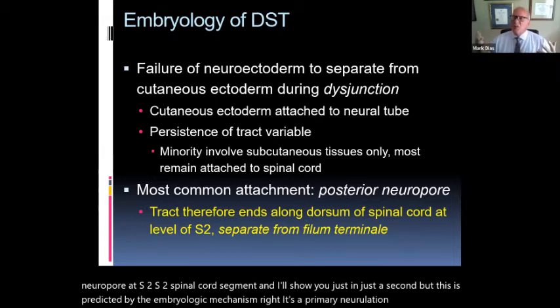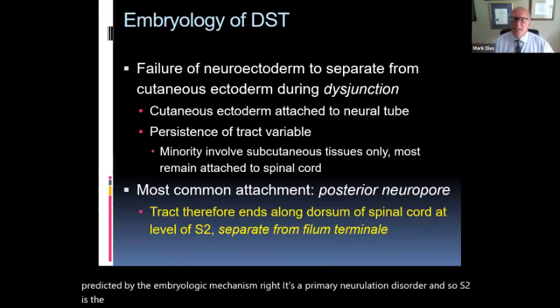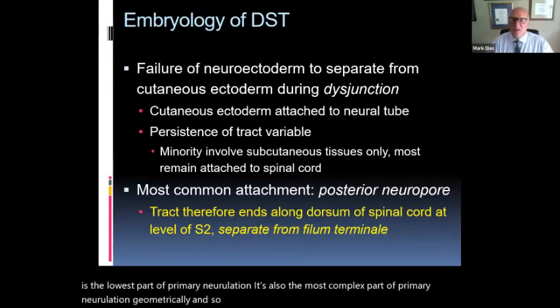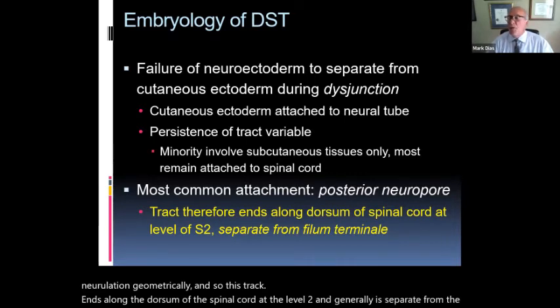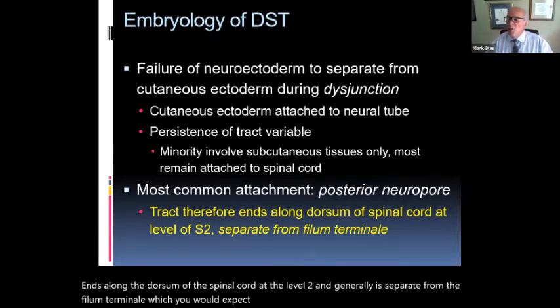And so S2 is the lowest part of primary neurulation. It's also the most complex part of primary neurulation geometrically. And so this tract ends along the dorsum of the spinal cord at the level of S2, and generally is separate from the filum terminale, which you would expect because the filum is formed by secondary neurulation, not by primary.